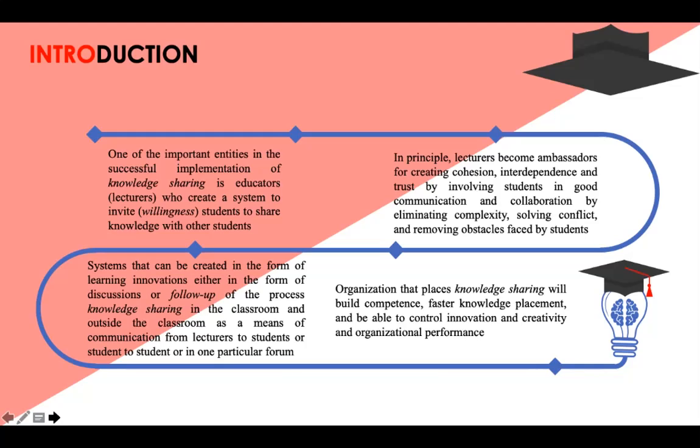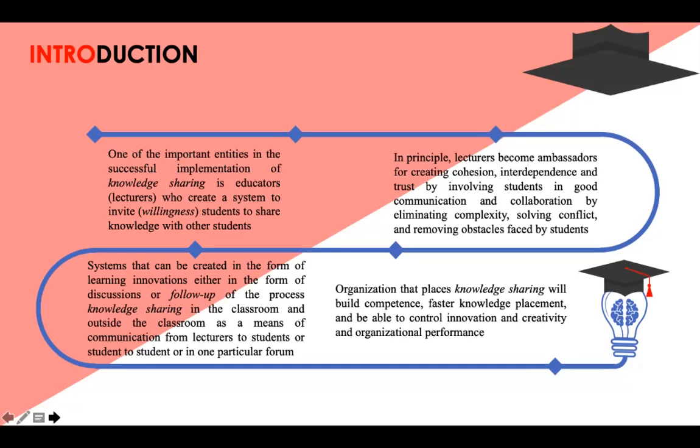Knowledge and competence is a way to understand the meaning of knowledge in the context of the world of work. For example, in an industry or factory, in the field of HR management, the term competency refers to the characteristics of a person that make him successful at work. Competence is a basic characteristic of an individual that has a cause and effect relationship with extraordinary work performance or work effectiveness. For that, organizations that place emphasis on knowledge sharing will build competence, faster knowledge placement, and be able to control innovation and creativity and organizational performance.